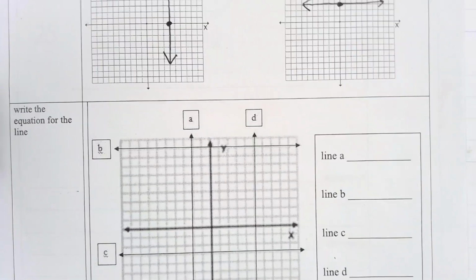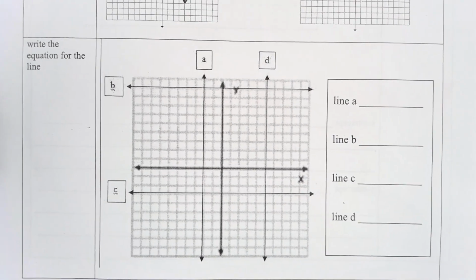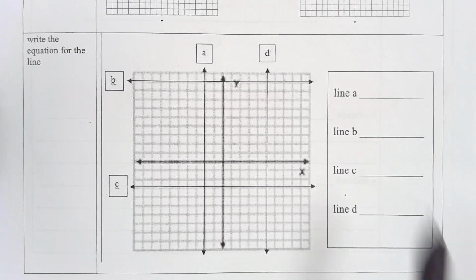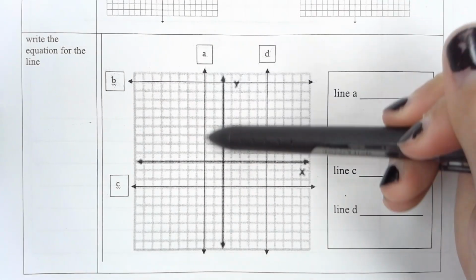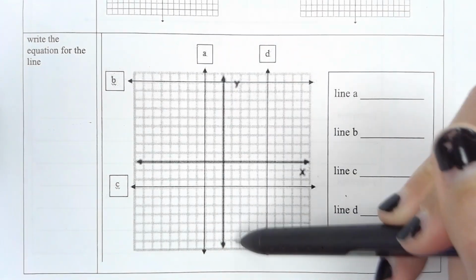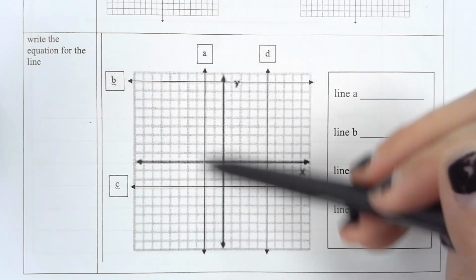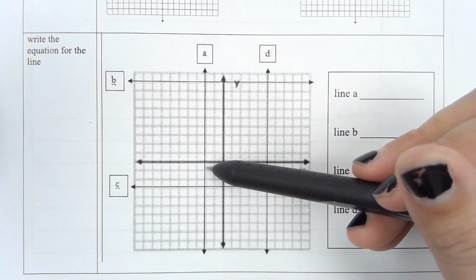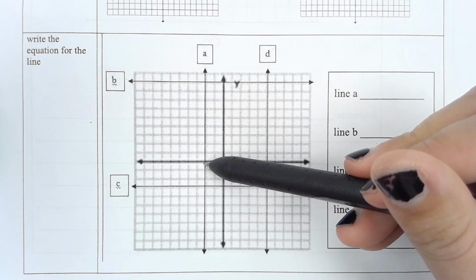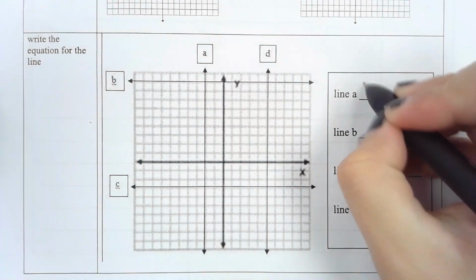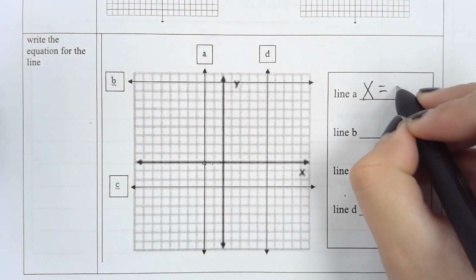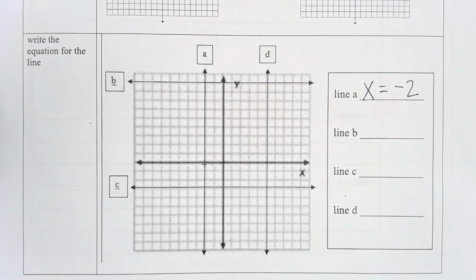Alright, so they want us to look at these lines down here and then write the equation for each line. So line A is a vertical line going straight up and down, so notice how it does not touch any of our y values, which means that this is going to be an x equals problem since it only crosses through an x number on the x-axis. And then you just have to put, where does it cross on the x-axis? Well, it crosses at -2, so line A will have the equation of x equals -2.